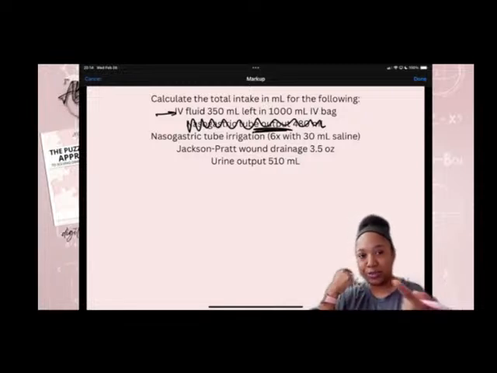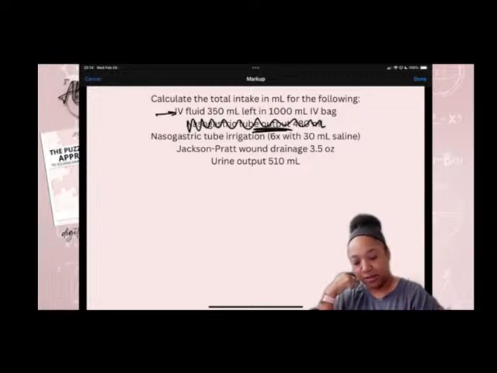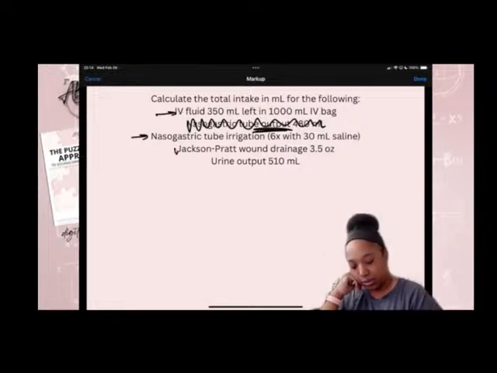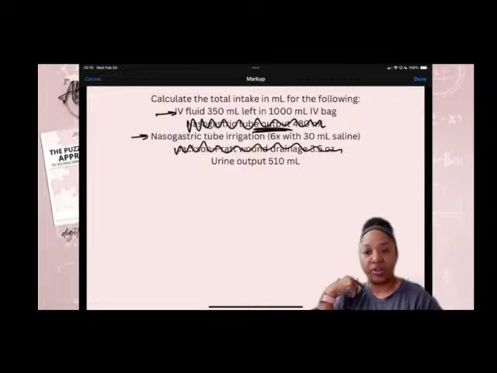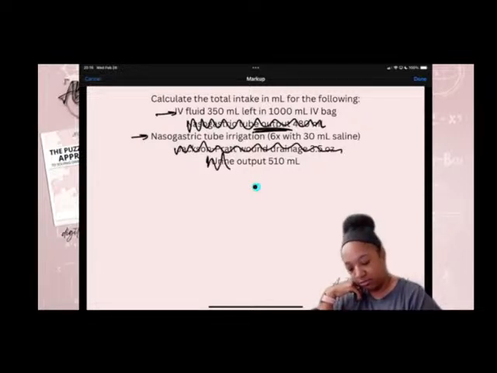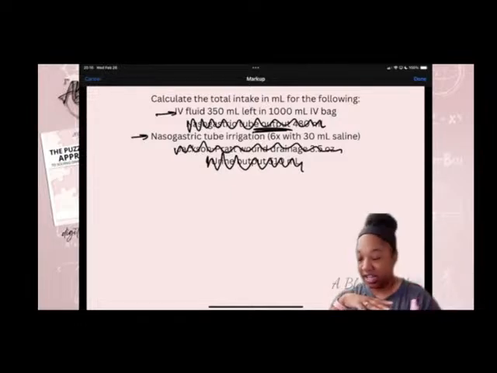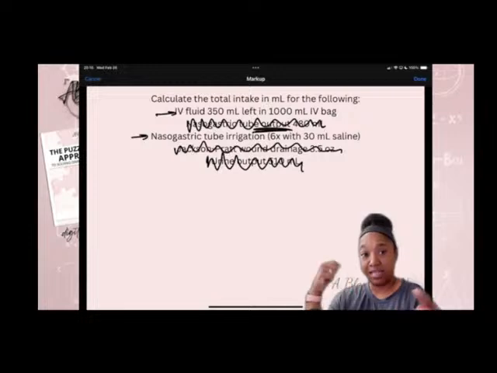Nasogastric tube irrigation. So NG tube is going where? In the nose, right? Down to the stomach. So that's going to be going in, right? So we'll use that. JP wound drainage. It says drainage, right? So that's coming out. Boom. And then urine output. Out. Okay? So identify what is going in so you won't mistakenly get addition happy and start just adding everything in. We only want the intake, all right?